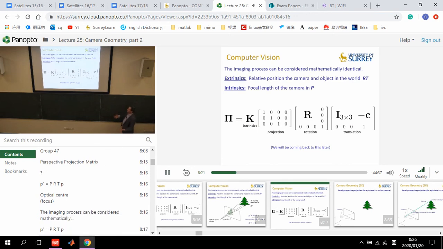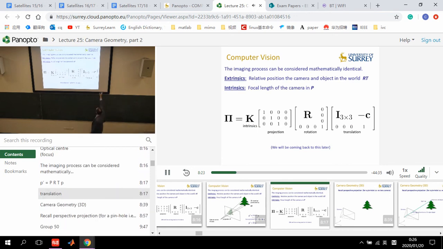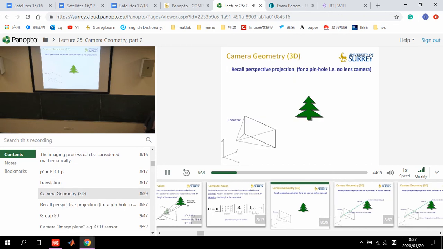So that's the summary of where we got to last time. If I've got a 3D point P and I pre-multiply by this pi matrix, the camera projection matrix, then it's going to produce an image P prime in 2 dimensions of that point on the imaging plane Z equals D, where D is the focal length.